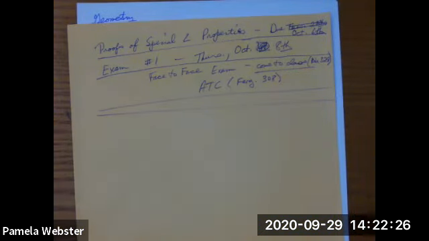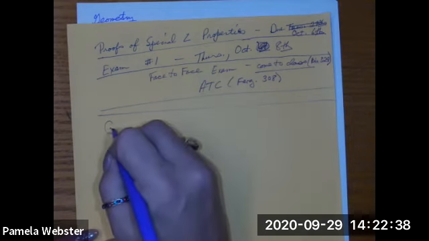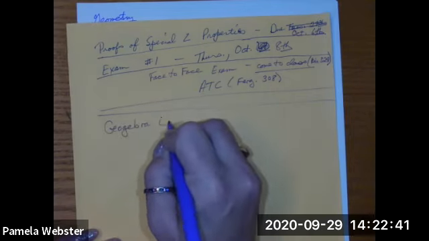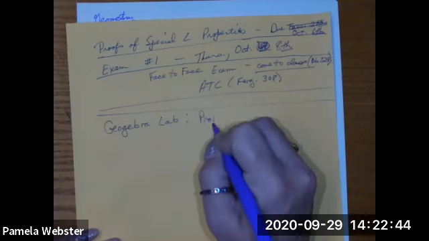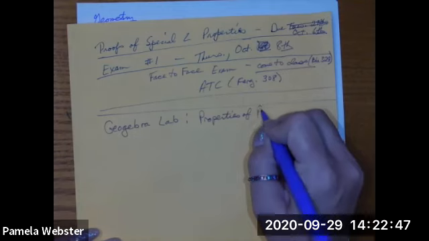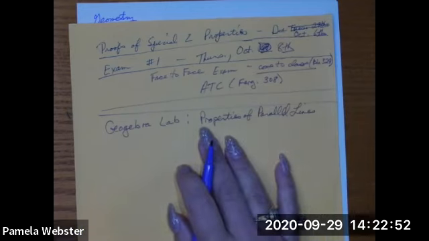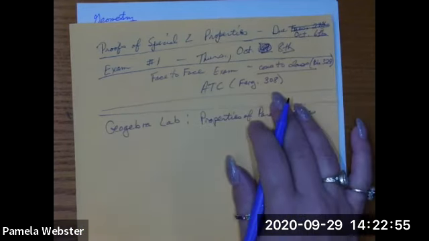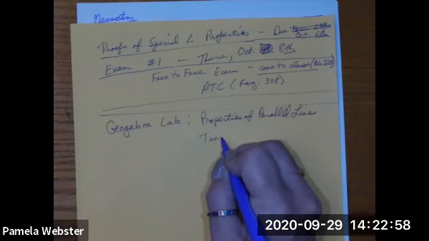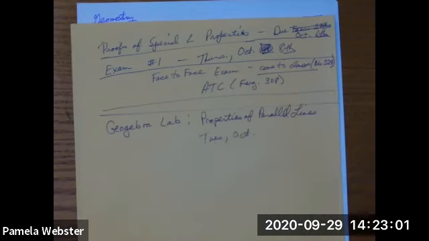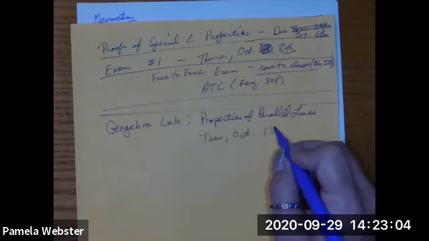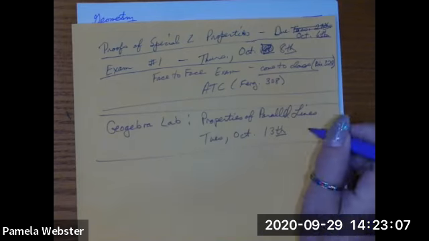Awesome. All right. Questions about GeoGebra? Oh, when's it due? Maria's not here to ask me when it's due. So let's call this GeoGebra Lab, Properties of Parallel Lines. Okay, and what's the Tuesday? Is it Tuesday the 13th? Okay. Yes. October 13th. So that's the Tuesday after your exam.